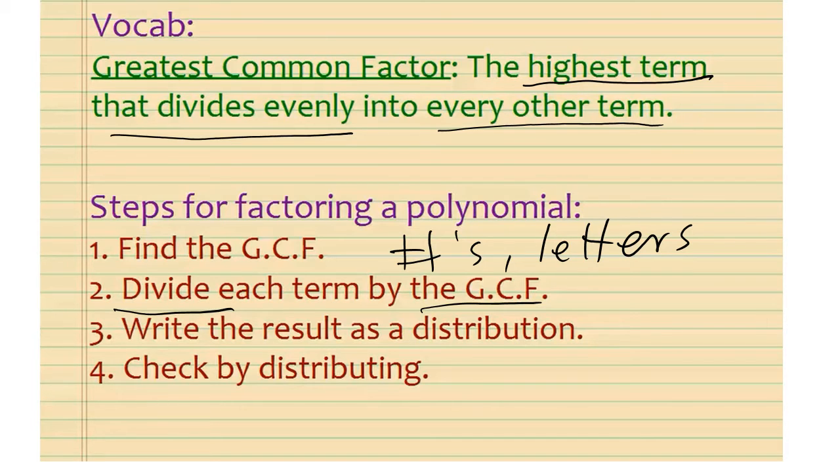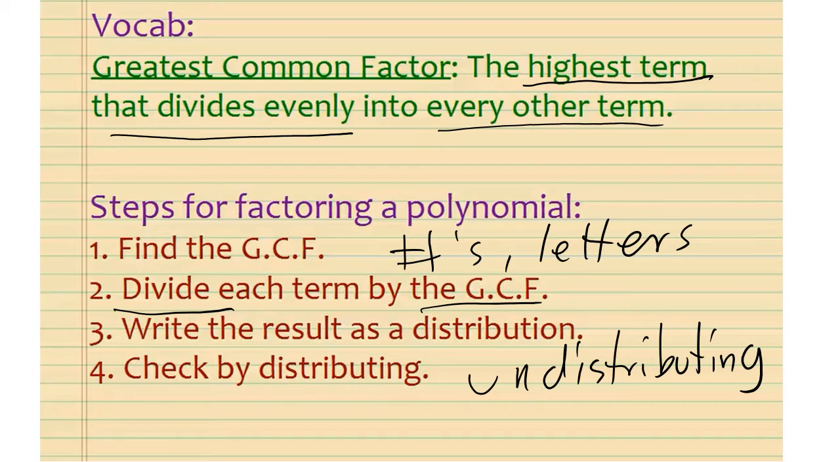This is called undistributing. We're going to create parentheses instead of get rid of them. You can check your work by redistributing to see if you did it correctly. This is undistributing. As I said before, every time we see a polynomial, we're now going to think, what is its greatest common factor?